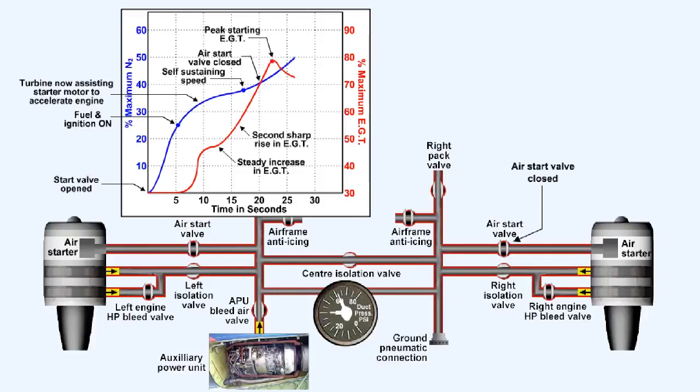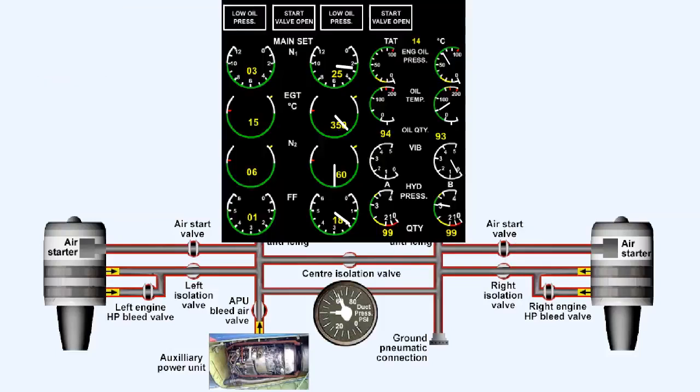As engine acceleration continues towards this point, the EGT peaks. But as the airflow and the fuel flow become balanced at their idle RPM values, the EGT drops to the value appropriate to idle RPM. Ground idle RPM is approximately 60% N2 and 25% N1.